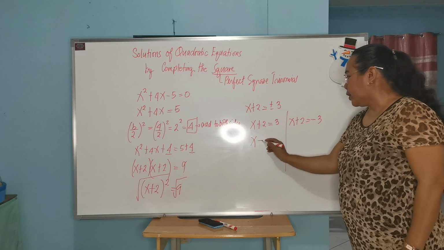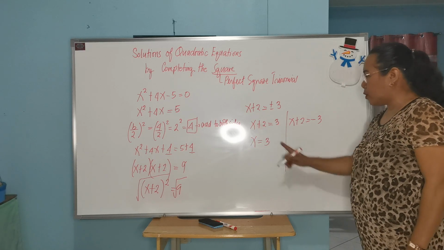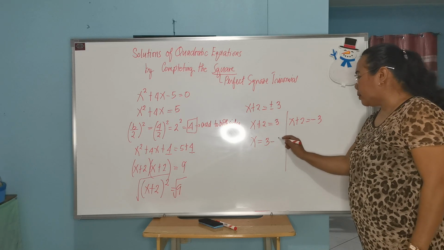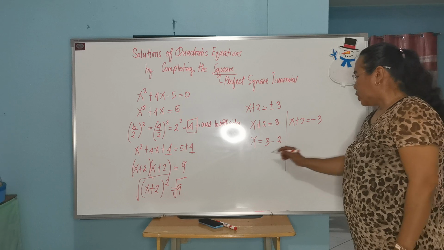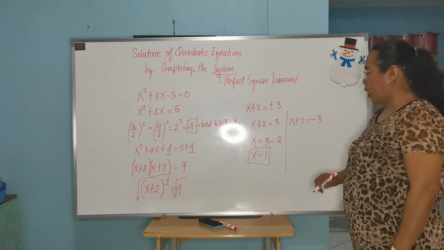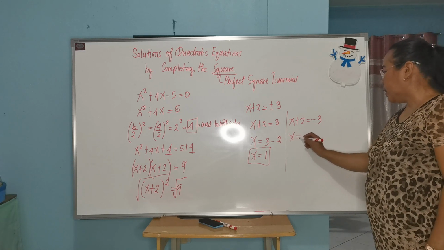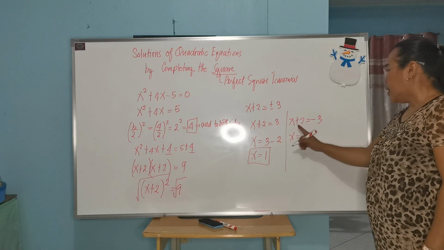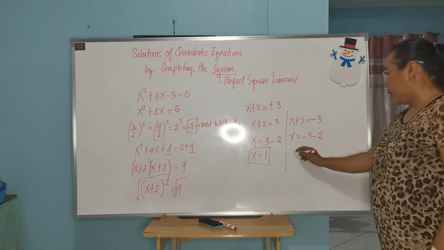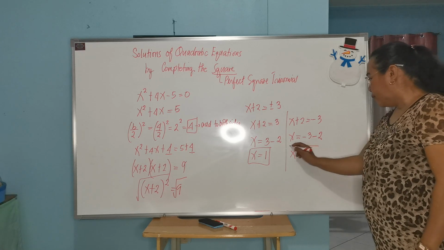Simplifying, we apply again the subtraction property of equality, so this would become 0. We subtract both sides by 2. So we have x now is equal to positive 1. On the other side, we have x plus 2 is equal to negative 3. Again, subtraction property of equality. So positive becomes negative. So x now is equal to negative 5.